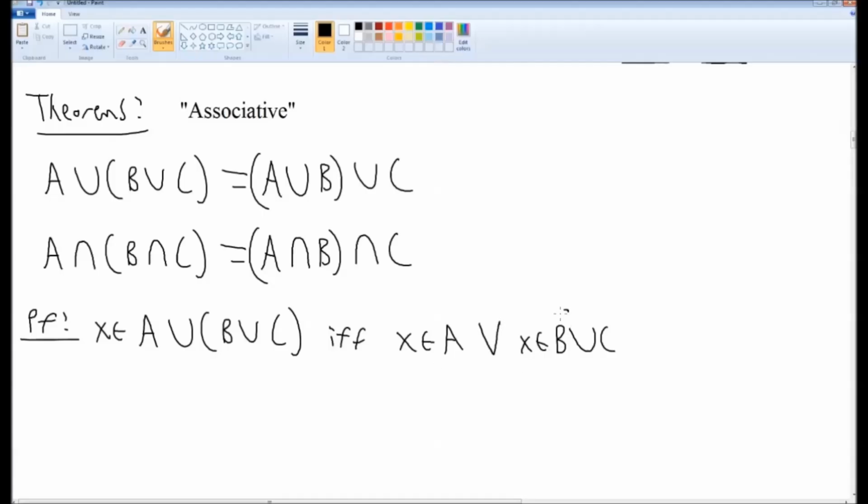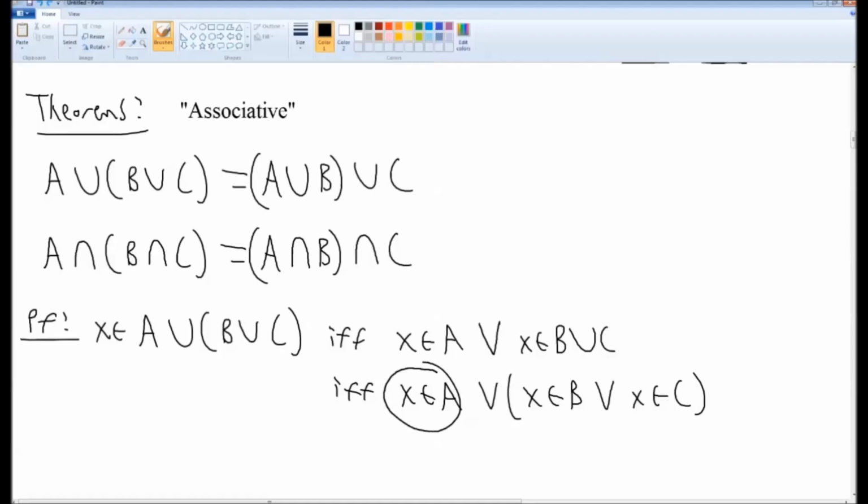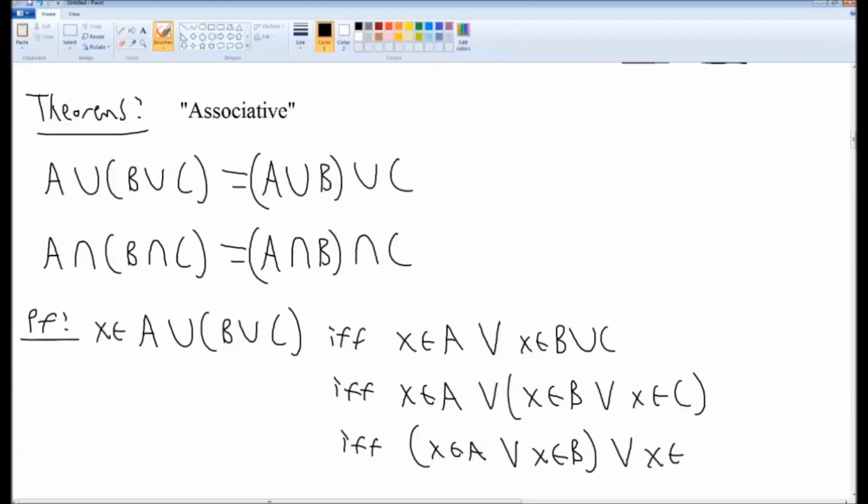Well, this part that says X is in B union C is really saying X is in B or X is in C. So this whole thing is saying X is in A or (X is in B or X is in C). However, this proposition is the same as saying (X is in A or X is in B) or X is in C. If you don't believe me, you can make a truth table.